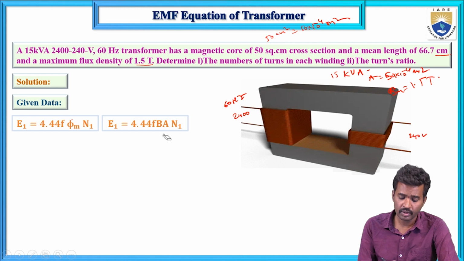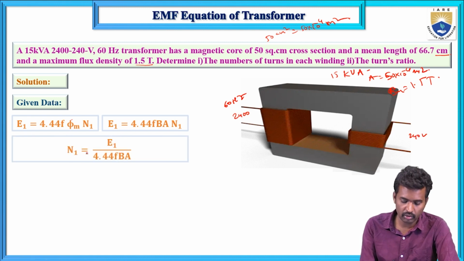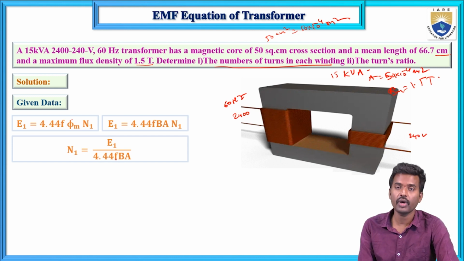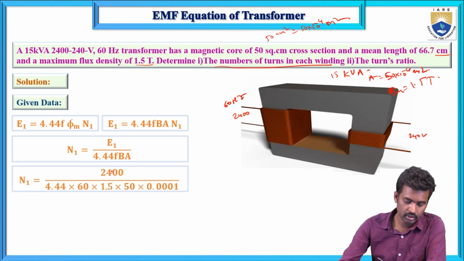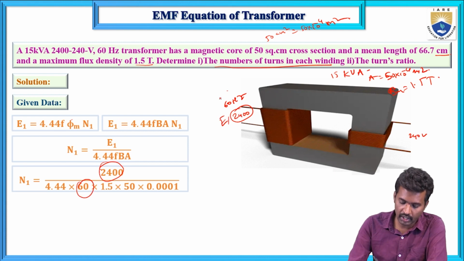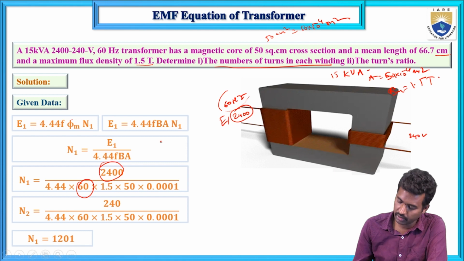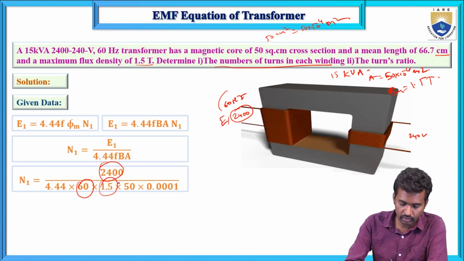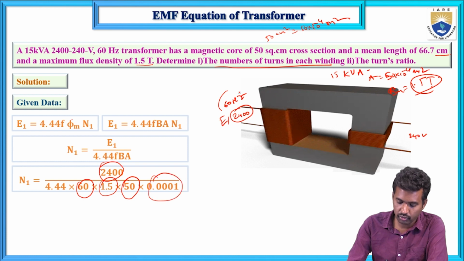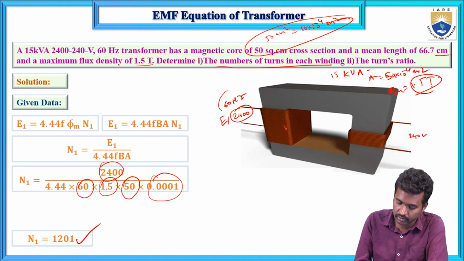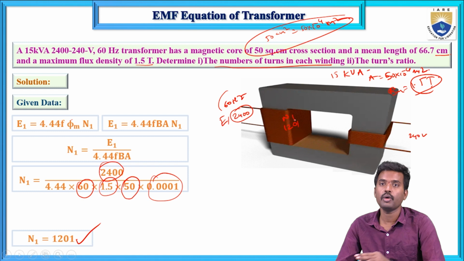And here N1, the primary winding turns, equals E1 by 4.44 into F into B into A. E1 equals 2400, this is F, this is B value 1.5, and A is 50 into 10 power minus 4. So now the value is 1201 turns in the primary winding.